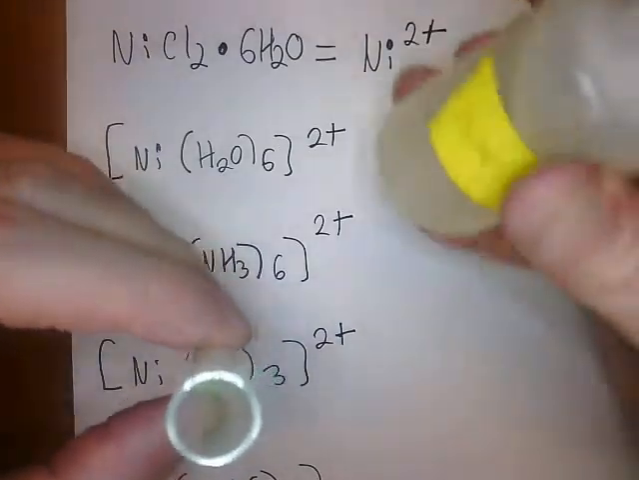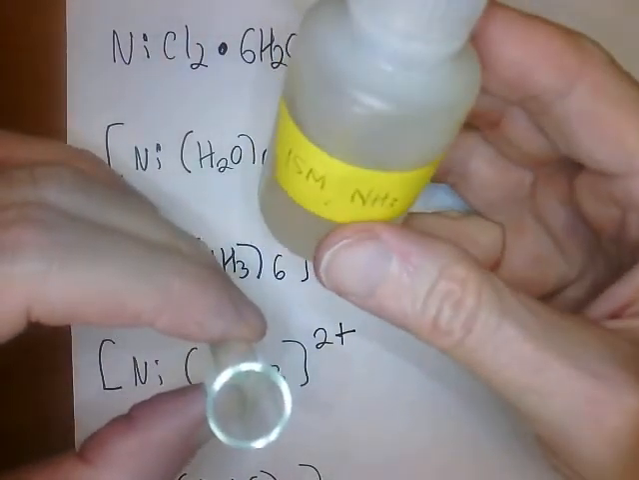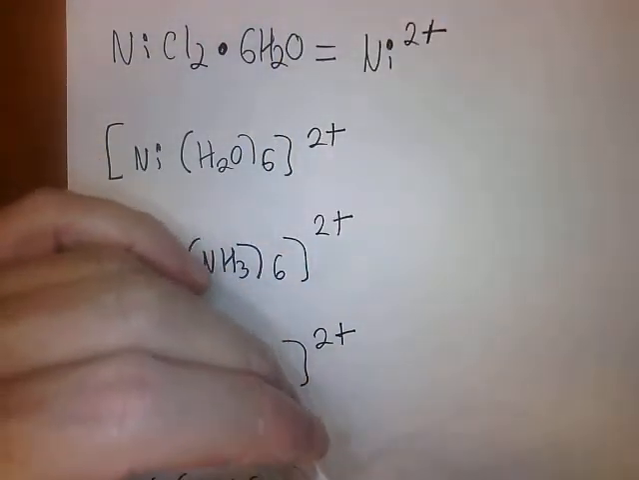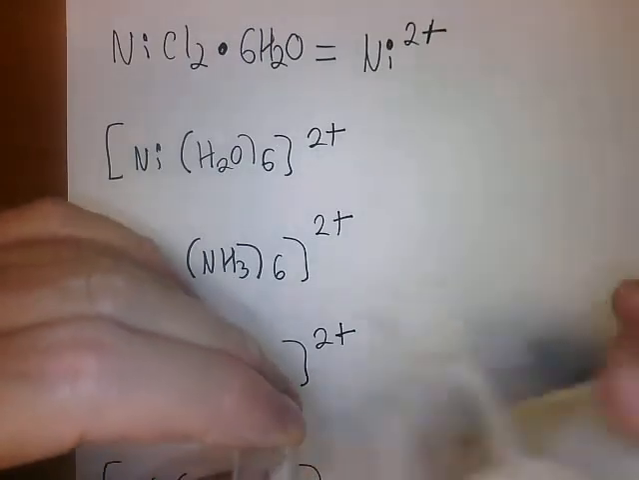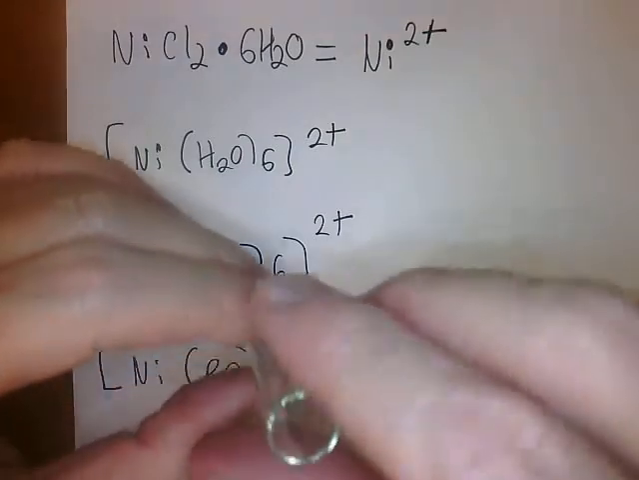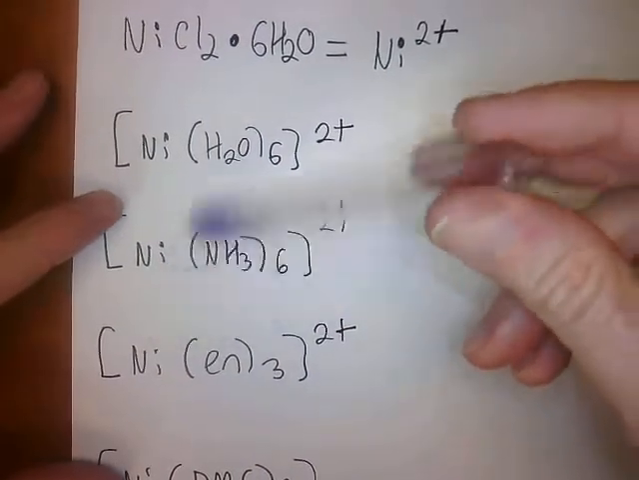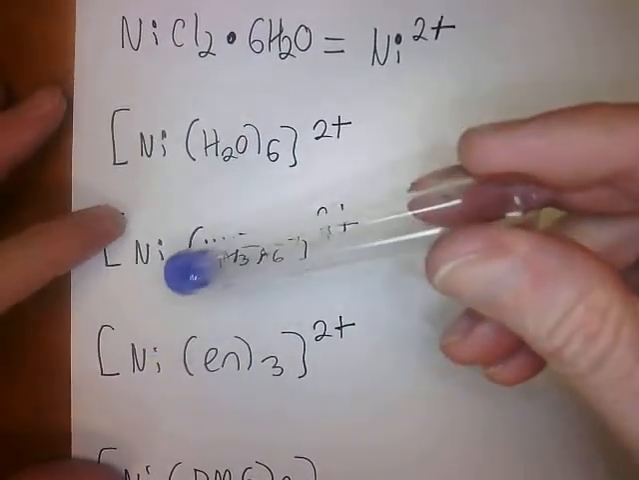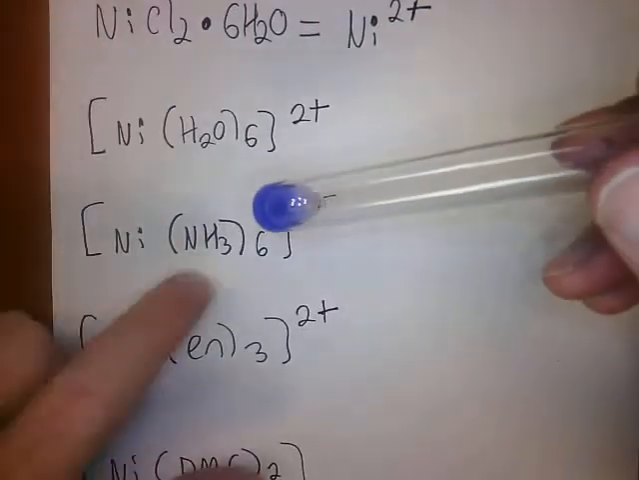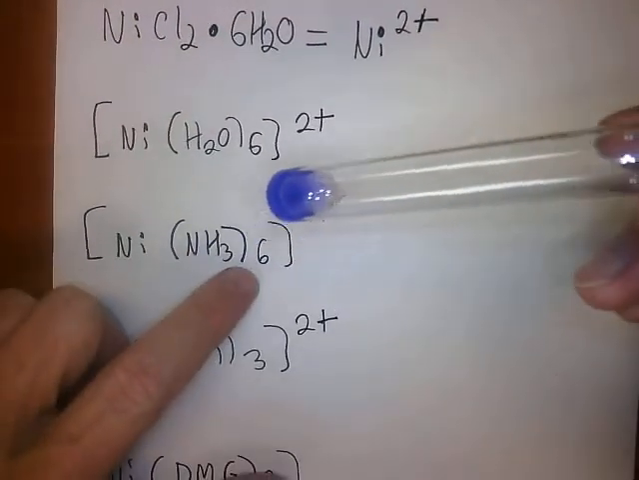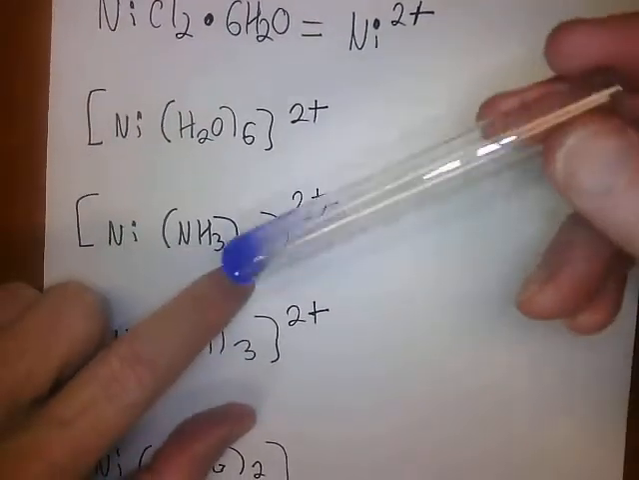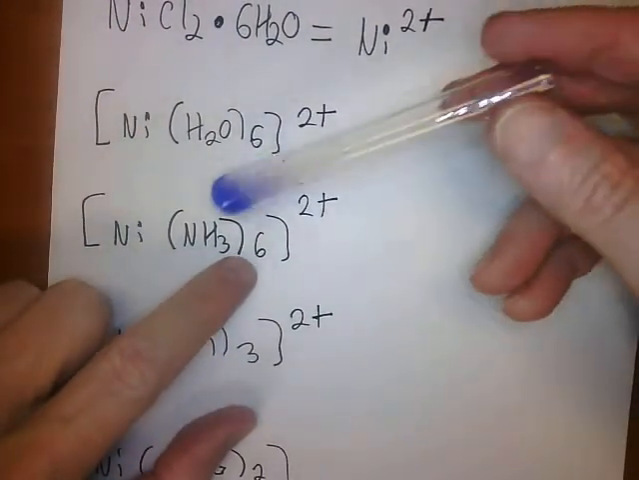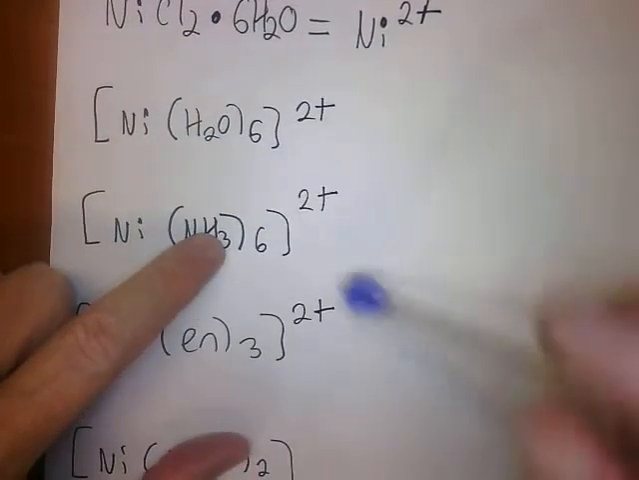Alright, to the next one, what are we going to add? We're going to add some 15 molar NH3. We're going to jack up the ammonia concentration. Now you see we're getting a much different color produced, because what we're producing is the hexaammine. Right, so the hexaaquo is green, hexaammine is violet in color.